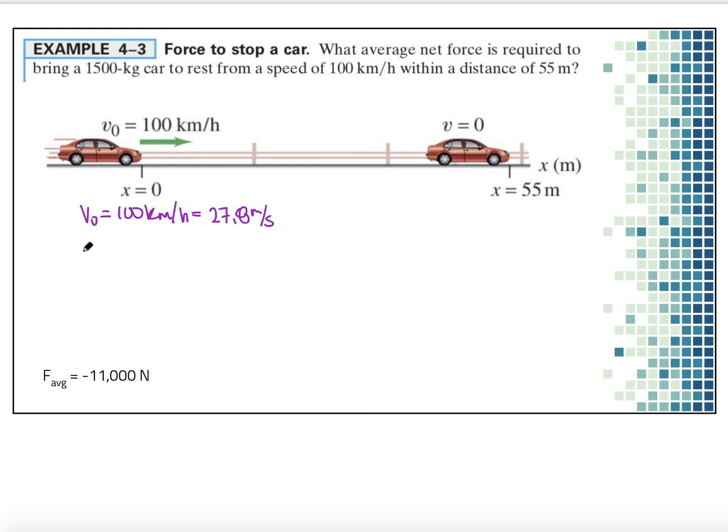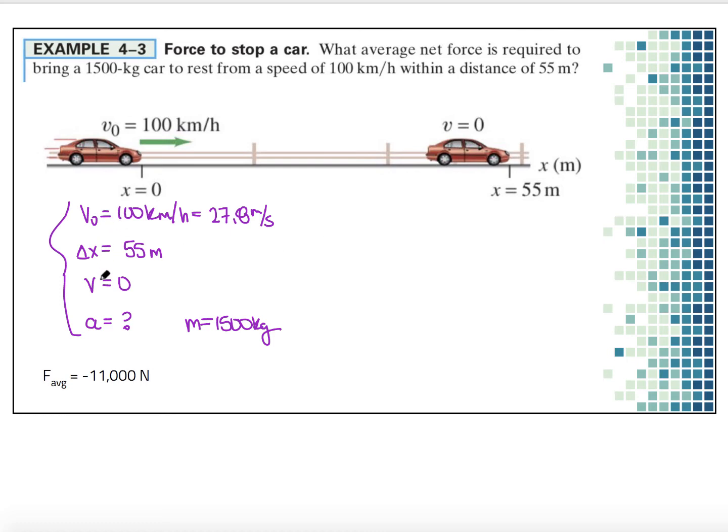I know that the distance that I travel here, the displacement, is 55 meters. I know that my final velocity is 0, but I don't know the acceleration of my car. This right here represents one of our kinematic problems that we've done previously. So this, in conjunction with the fact that I know the mass is 1,500 kilograms, should help me figure out the force acting on the car. But first I need to do kinematics.